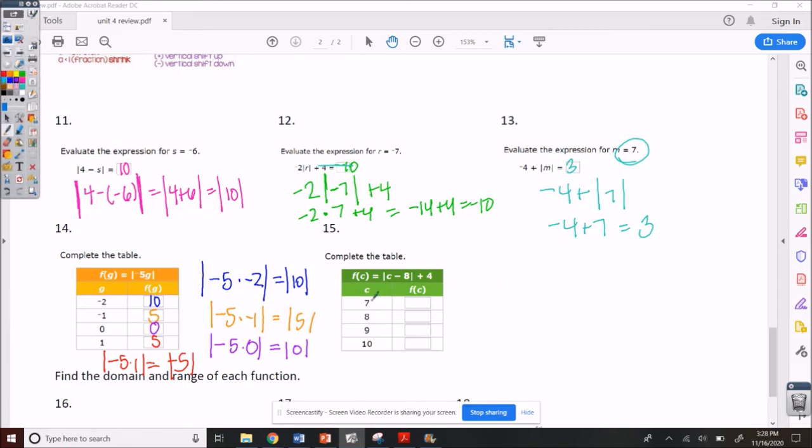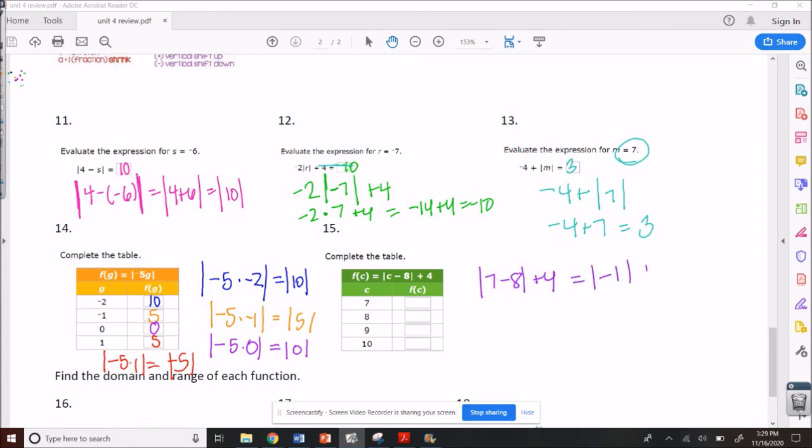Okay, plugging in 7, 8, 9, and 10 for C. So plugging in a 7. 7 minus 8 is -1. Absolute value of -1 is +1. And 1 plus 4 is 5. Okay, now we're going to substitute in an 8. So the absolute value of 8 minus 8, plus 4. Well, 8 minus 8 is 0. The absolute value of 0 is 0. And 0 plus 4 is 4.